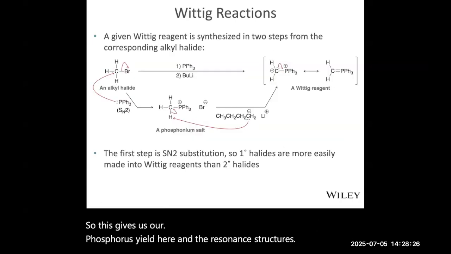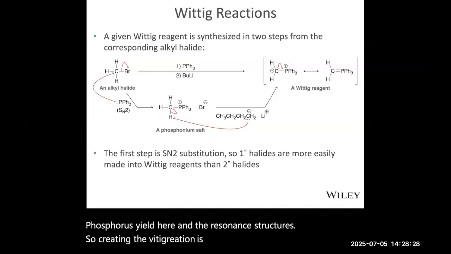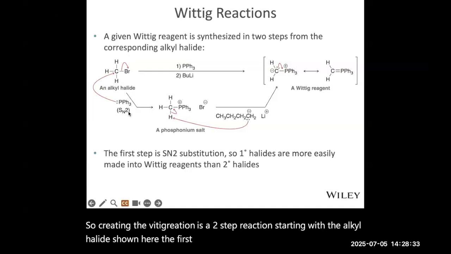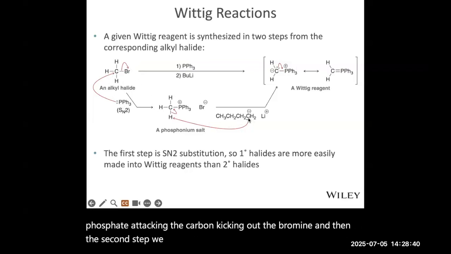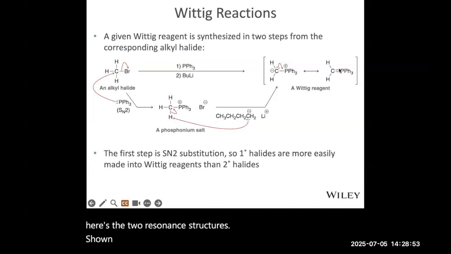So creating the Wittig reaction is a two-step reaction, starting with the alkyl halide shown here. The first step is an SN2 type reaction with the phosphate attacking the carbon, kicking out the bromine. And in the second step, we have N-butyllithium acting as a strong base, deprotonating that carbon, giving us our phosphorus ylide. Here are the two resonance structures.